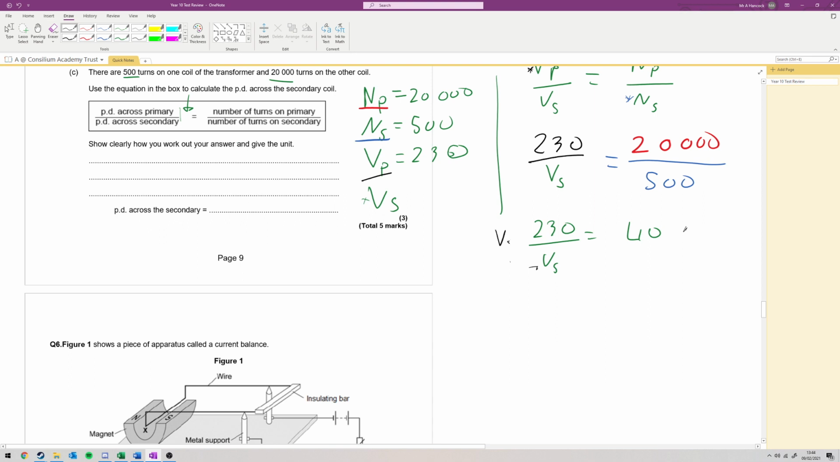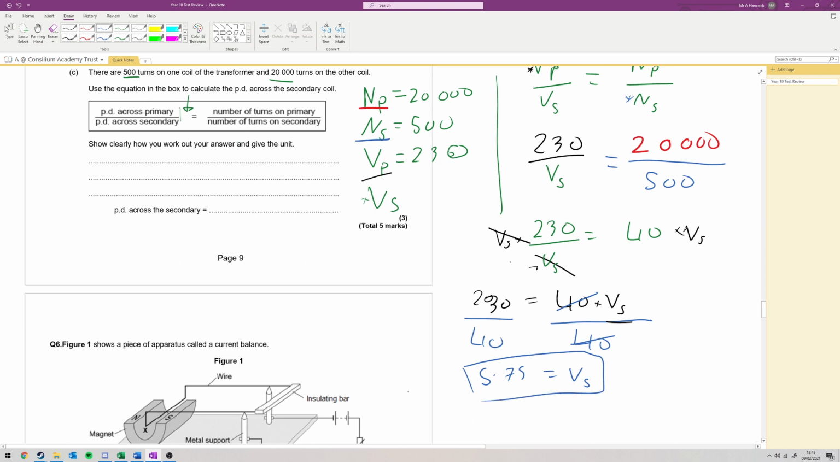So I'm going to times both sides by voltage across the secondary. And what you'll find is this one and that one will cancel out. So now I'm left with 230 equals 40 times voltage across the secondary. How do I get voltage by itself? Well, then I need to divide this side by 40 and this side by 40, so that that and that will cancel. I am left with 230 divided by 40. It is 5.75. 5.75 equals voltage across the secondary. So there is my answer.